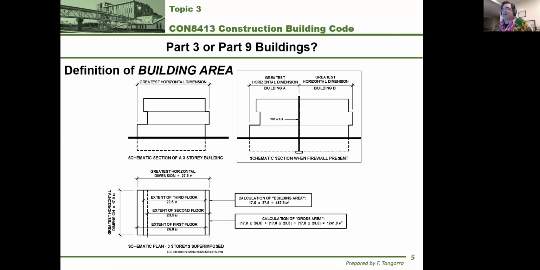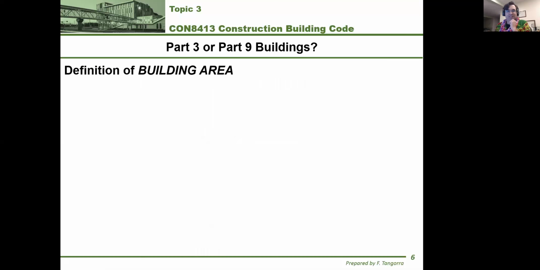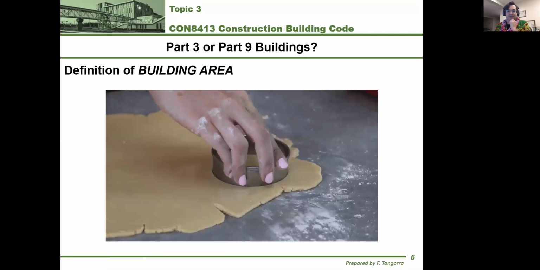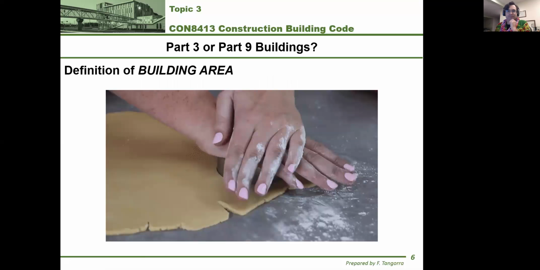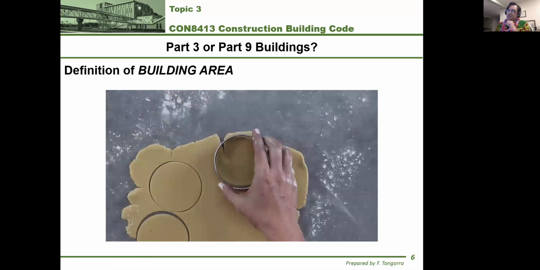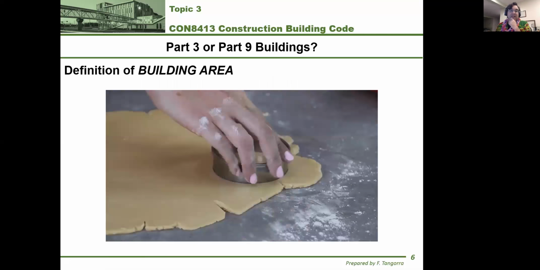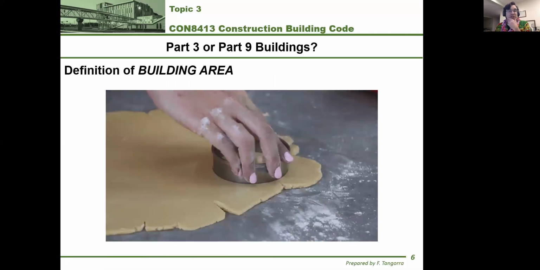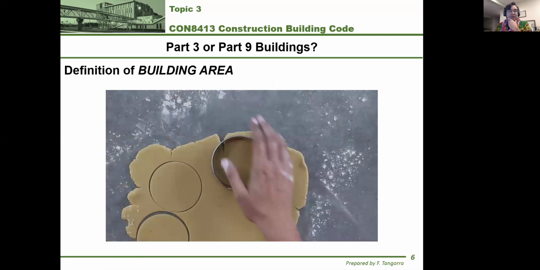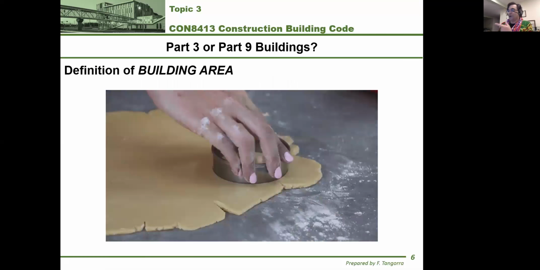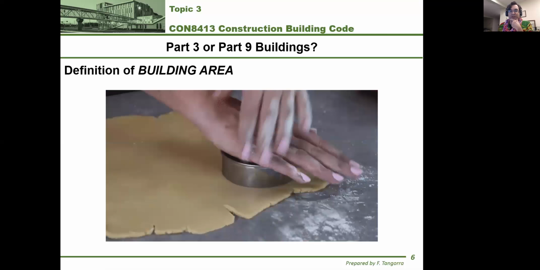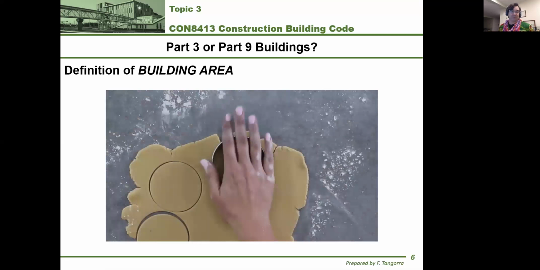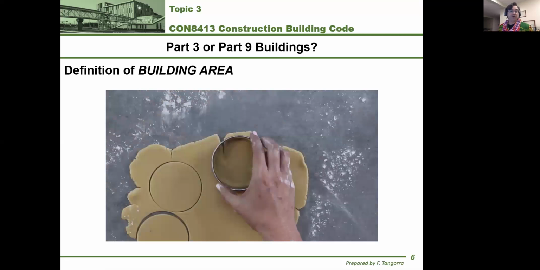Okay, let's look at this. Do you know what this is? Can you see this video? So basically that's a cookie cutter that's cutting a shape into cookie dough. Notice how that cookie cutter cuts a shape into the cookie dough. So it doesn't matter if you have a cookie cutter that's smaller than the one that's being used, right? Because the biggest cookie cutter always cuts the biggest shape, right? So that's the same with building area.